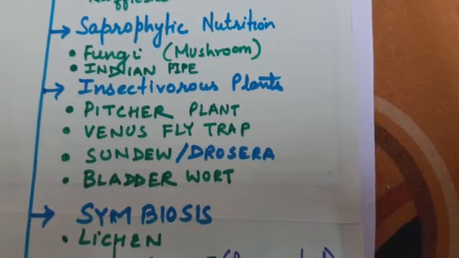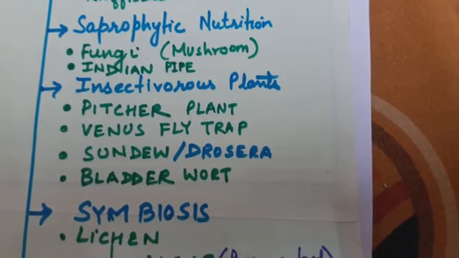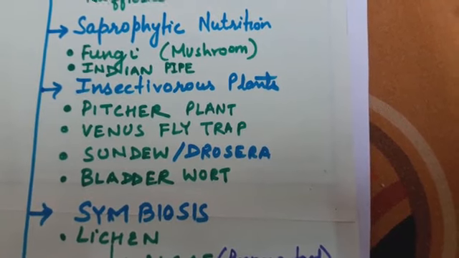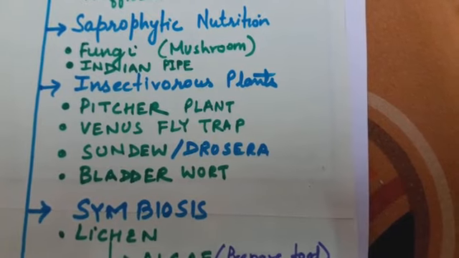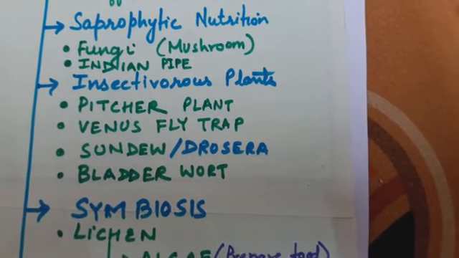Example is fungus, that is mushroom. I told you that heterotrophic nutrition is shown by the non-green plants, mushroom and Indian pipe. Indian pipe is also a non-green plant. It does not have chlorophyll because chlorophyll is important for photosynthesis.